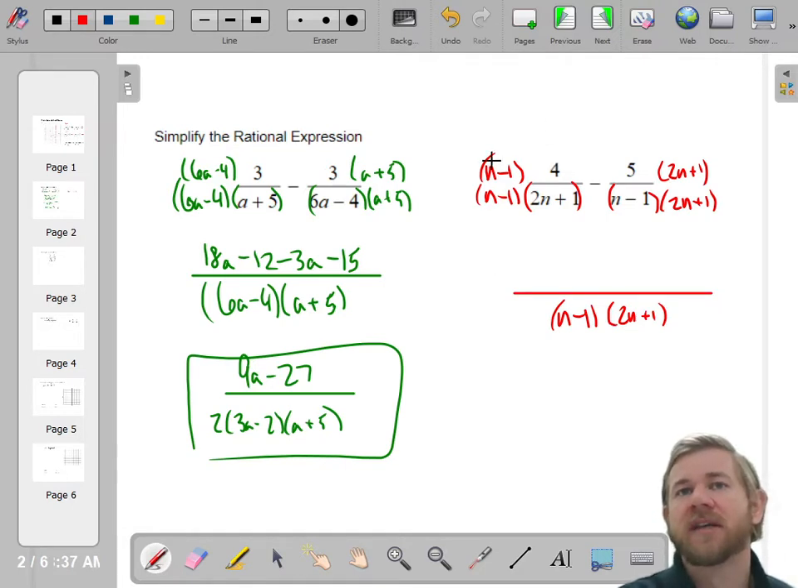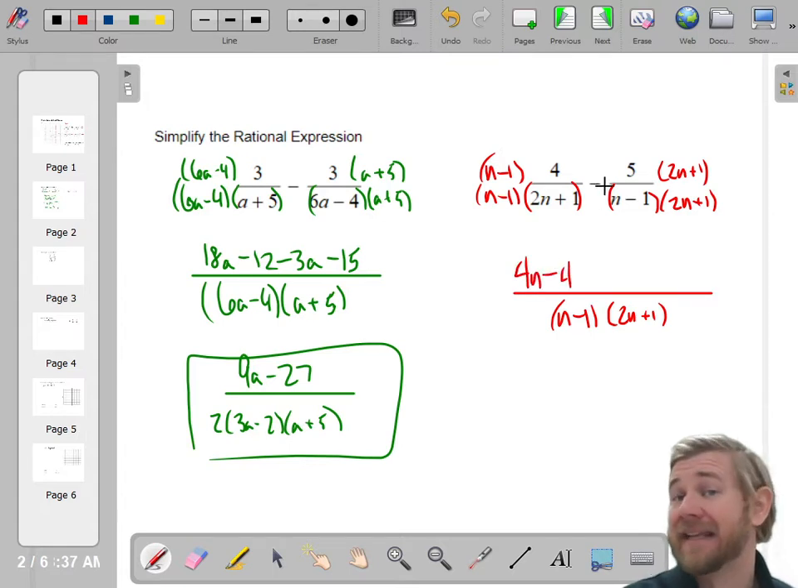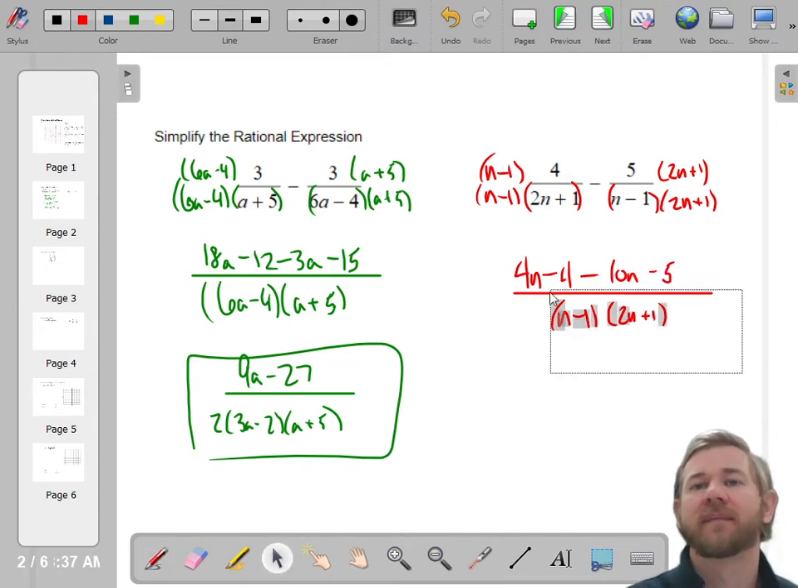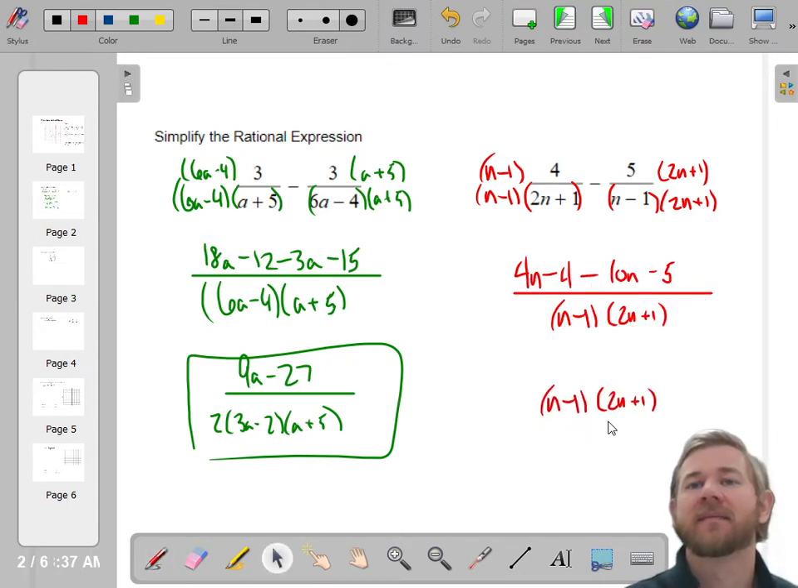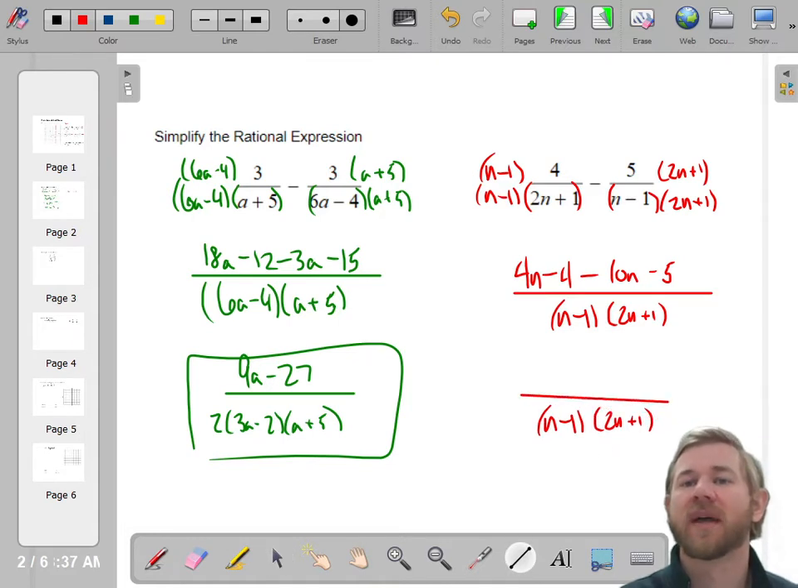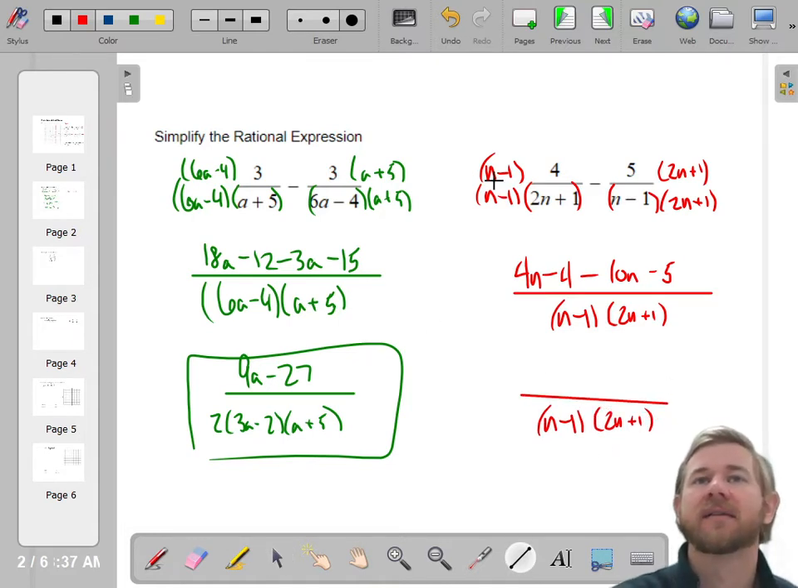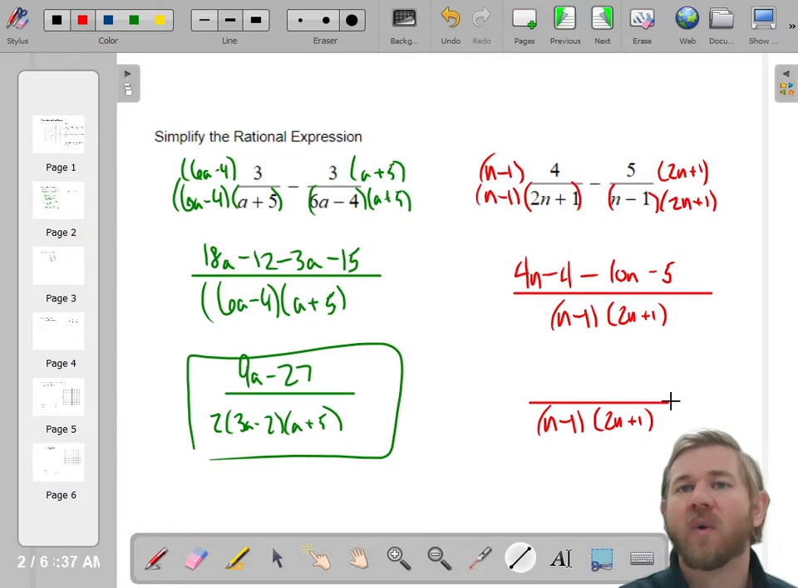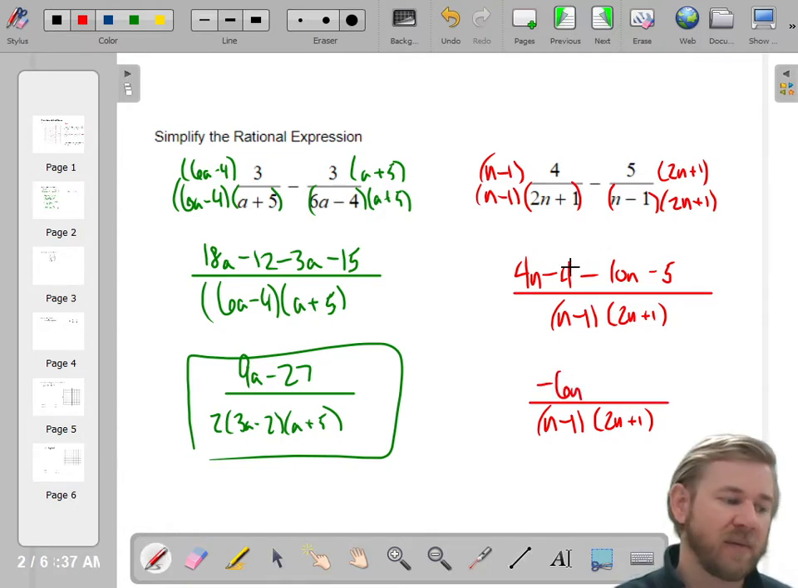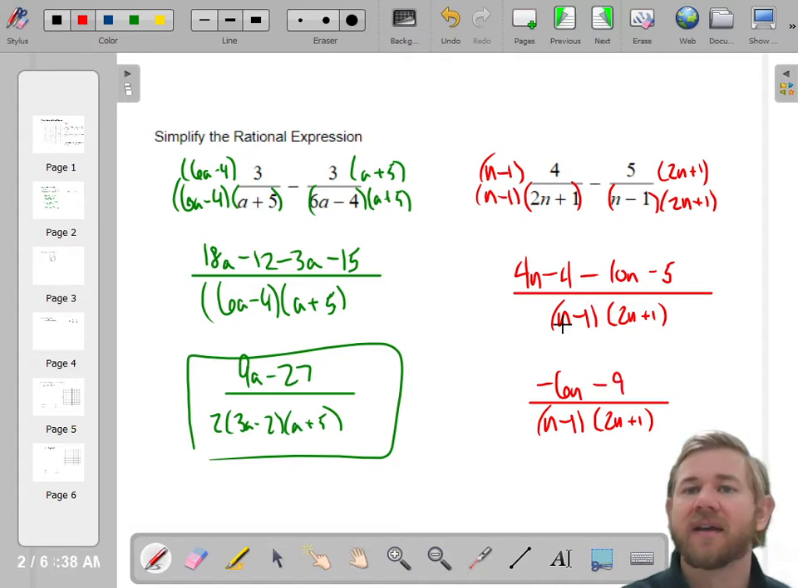So 4 times n minus 1 is 4n minus 4. And again, it's a negative, so minus 10n minus 5. Just got to be real careful with that. So I got my denominator. And in the numerator, what can I simplify? Let's see, 4 minus 10 is negative 6n, and negative 4 minus 5 is negative 9.